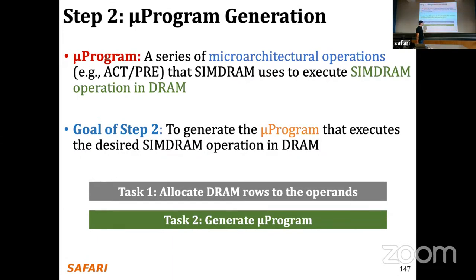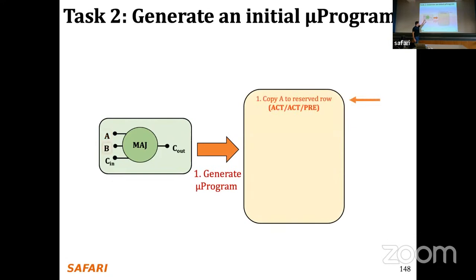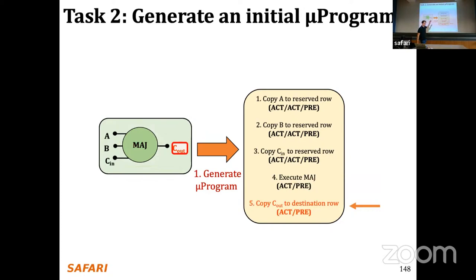The second task, once you have this allocation of the DRAM rows, you can quickly generate the microprogram, right? If you know where these A, B, and C are going to reside, in which rows. You'll have to first of all move them to the reserve rows in order to have them there in the compute rows, and then perform the triple row activation, that is a majority operation, and finally you will likely copy the output to some destination row or maybe some temporary row for later use, and so on. So this is an initial microprogram.